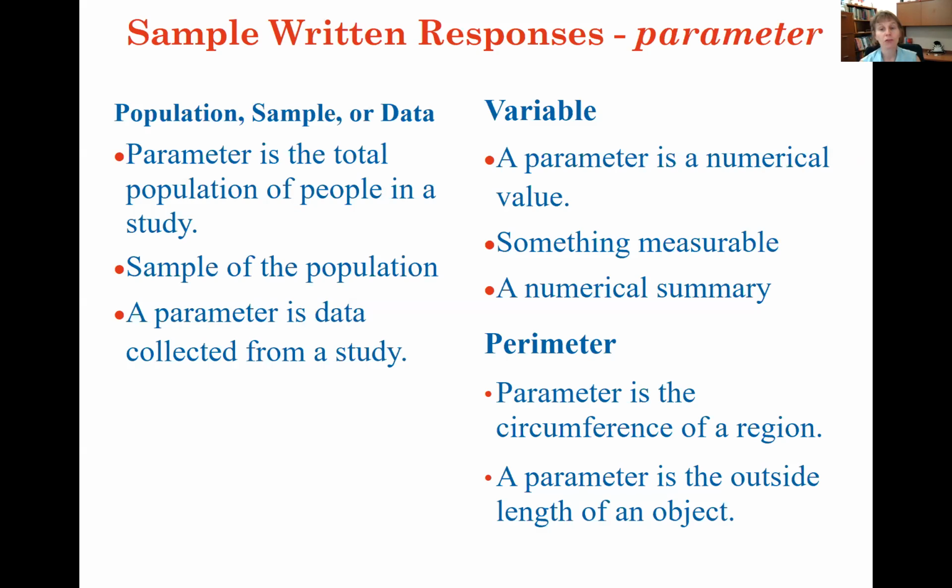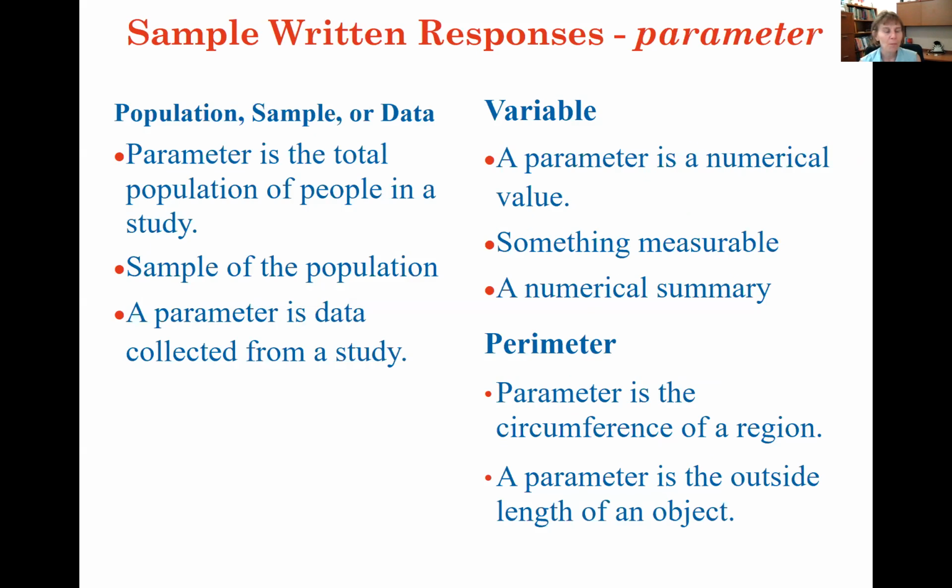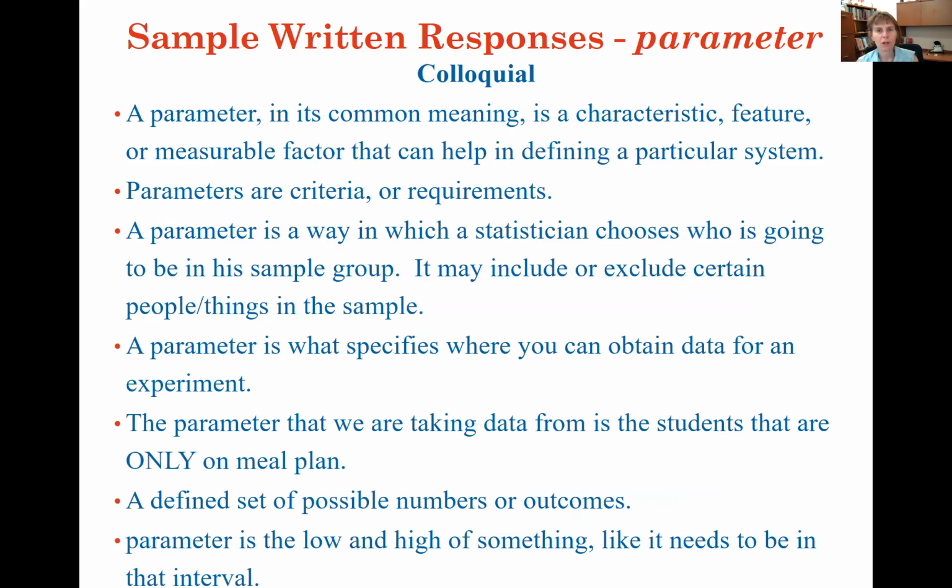So we've got the parameter as a numerical value. If we go back to the incomplete statistical, a parameter is information about the population, but to be correct statistical, we really want to see it being a numeric value. Here we've got the numeric value, but not about a population. So we call that a variable, something measurable, some kind of numeric summary. And again, these really are lifted from student responses. We didn't make these up. But the parameter is the circumference of a region, the outside length of an object.